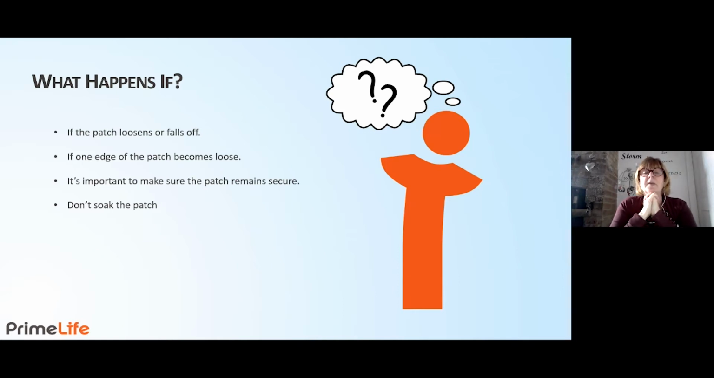If one edge of the patch becomes loose, use tape or sticky adhesive film to secure the loose edge. If the patch falls off completely, don't try to reapply it. Throw it away and apply a patch at your next scheduled time. It is important to make sure the patch remains secure. A loose patch can adhere to other individuals you're in close contact with, or it can end up stuck onto the bed sheets or bed clothing.